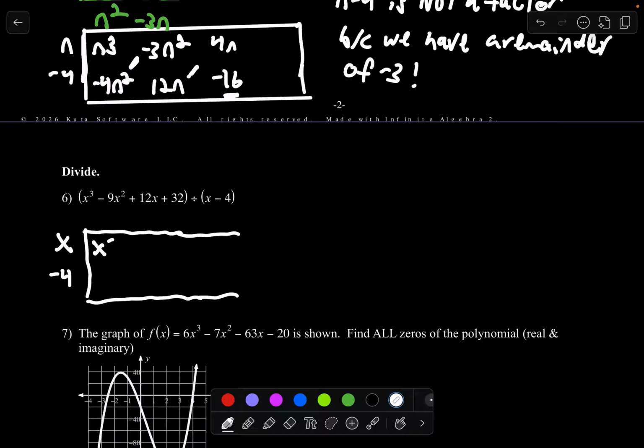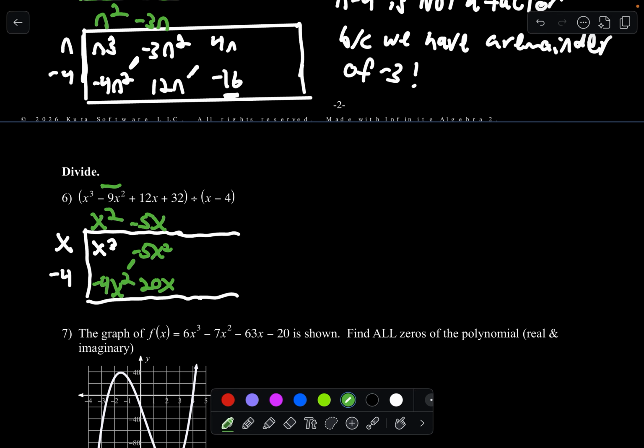And you put the first lead coefficient there. This has to be x squared. This becomes negative 4x squared. Then whatever we do, we have to add to get negative 9x squared. That's a negative 5x squared, which means we have to multiply x by negative 5x, which gives us a positive 20x down here.